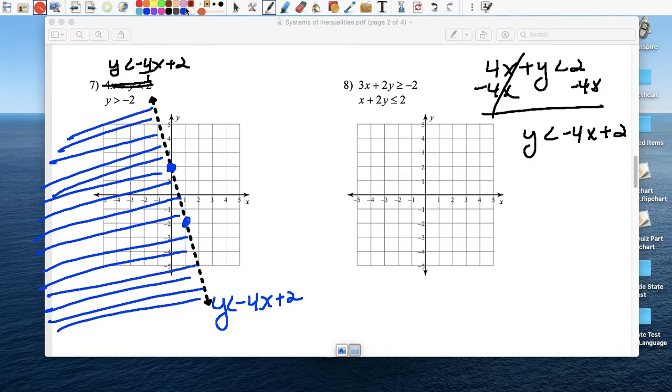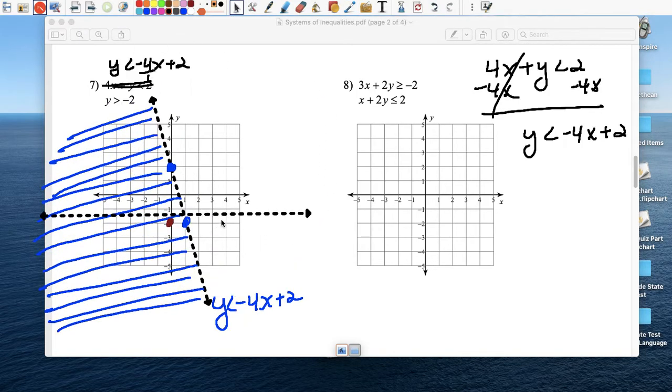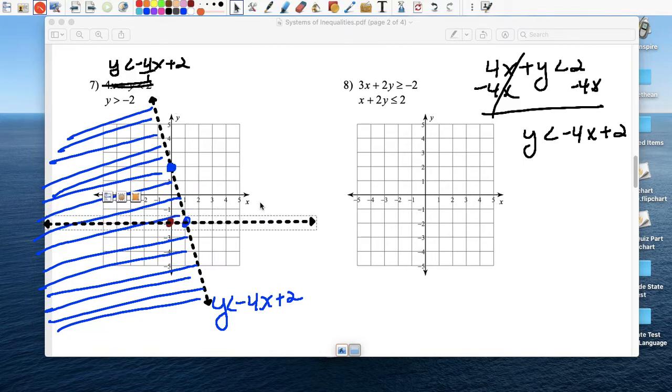And the second thing we're going to graph is y greater than -2. So this one has zero slope, right? So it's going to be a horizontal line. Y is -2. So here's my y-intercept, -2. This is going to be, again, a dashed line. And I hope you understand what I mean by neatness now. There you go. Put it down in red.